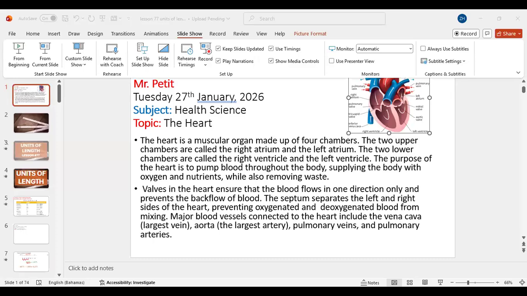Once you've started the quiz, please put started inside the chat. Hopefully everything goes well with this one. This one is basically on the heart and its components. Let me make sure y'all are able to receive your grades immediately. Yes, y'all will be able to receive your grades immediately. All right, good. Once you start the quiz, please put started inside the chat for me.